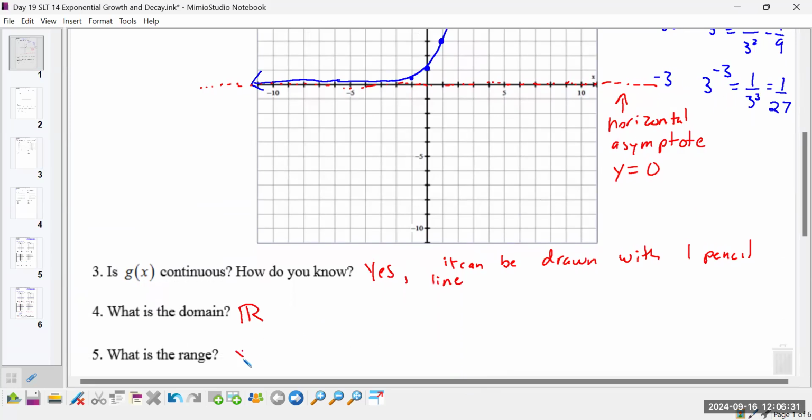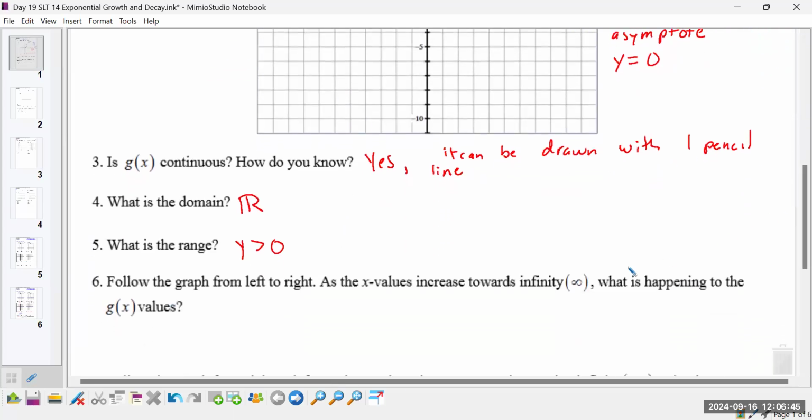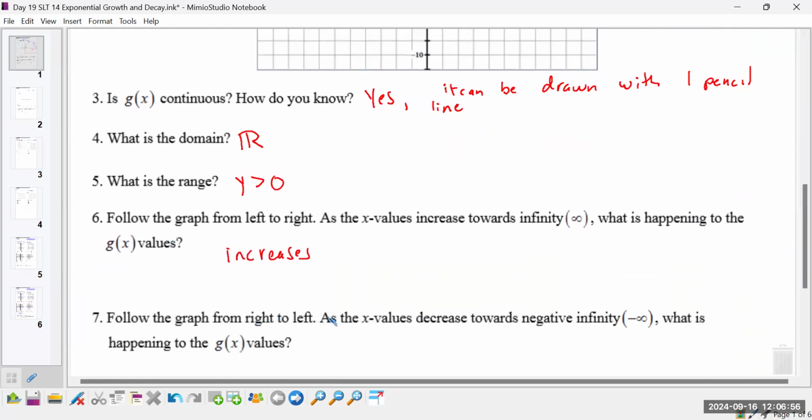The range. Now, the range here is not going to be all real numbers. It's going to be y is greater than 0, not greater than or equal to, just greater than. Because we have all the y values above 0. As we move from left to right, we see that the graph increases. And as we move from right to left, as the x values decrease, we can see that the y values are approaching 0.